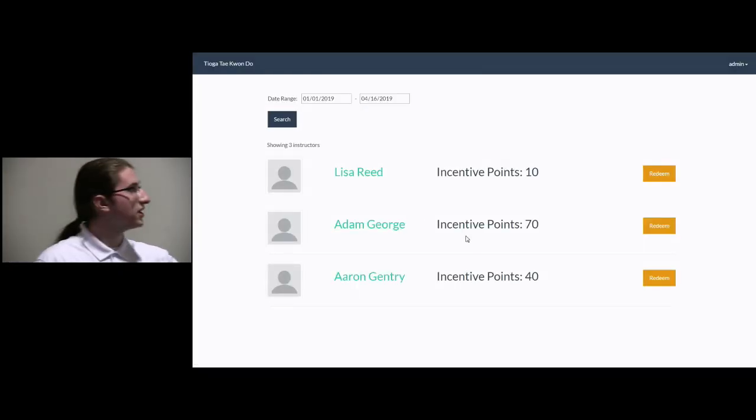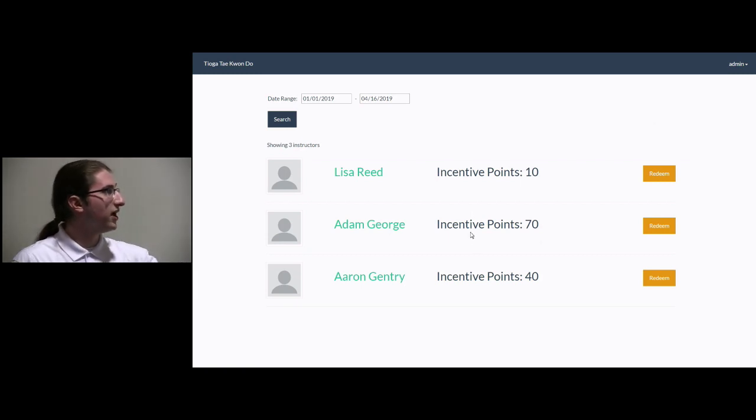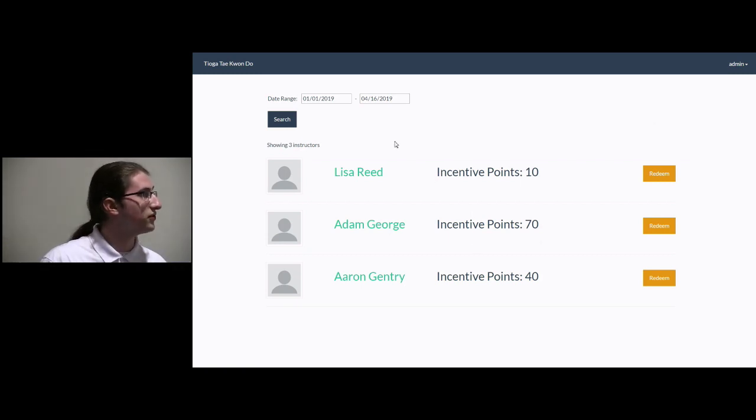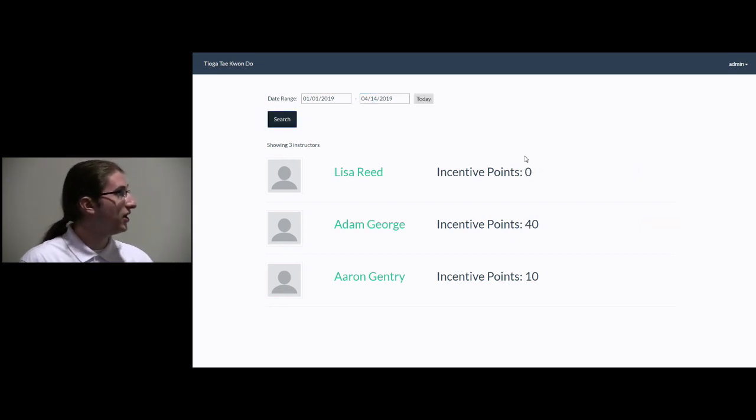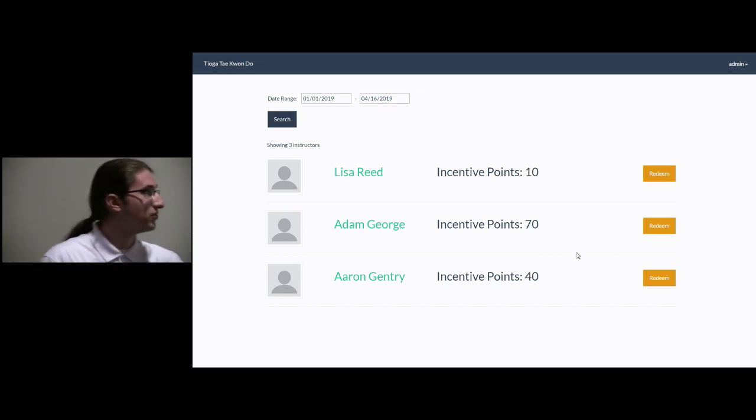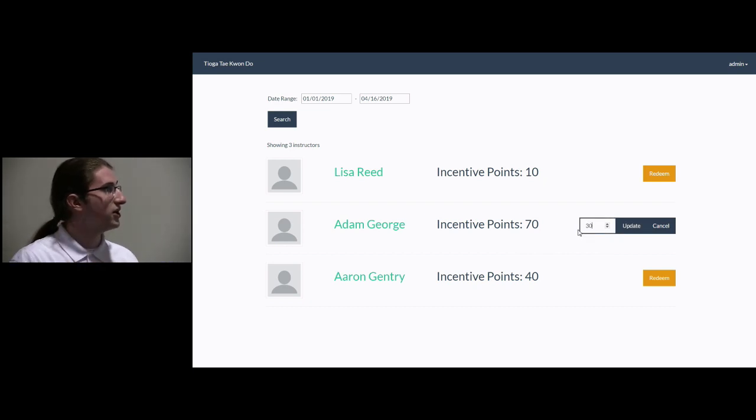So here's the example of the management page. Right now we have these students. These students have these different sets of values. We can change the date range. So let's say we wanted to see what they were like yesterday. Now you can see that there had been changes in points, but we're not allowed to redeem based on previous records because that would skew how the record history is done.